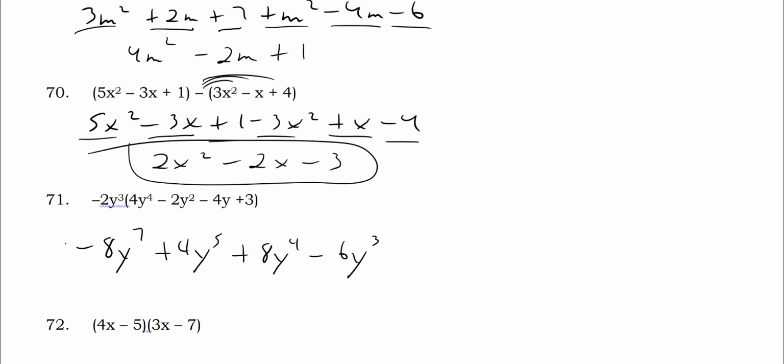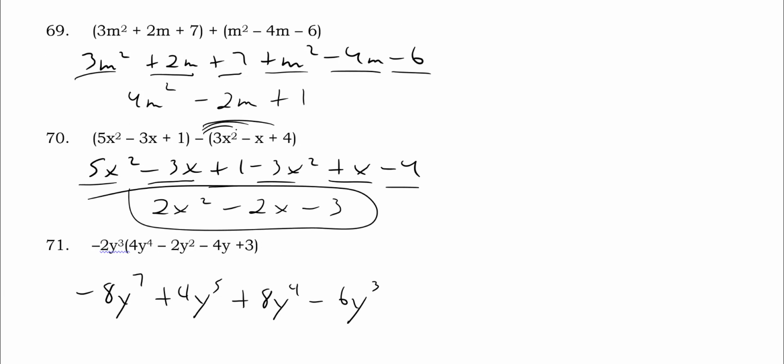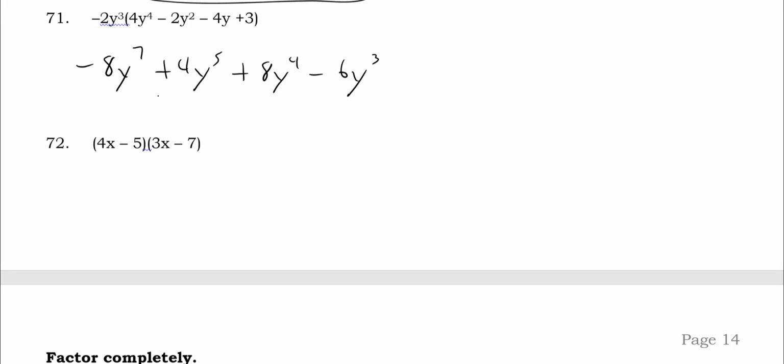Okay? This one's FOIL. 4x times 3x. Remember, there's a difference between this one and, let me just show you, number 69. This is adding. Look for the sign in between. Okay, if that was 4x minus 5 plus 3x minus 7, you're going to add, but it's not.